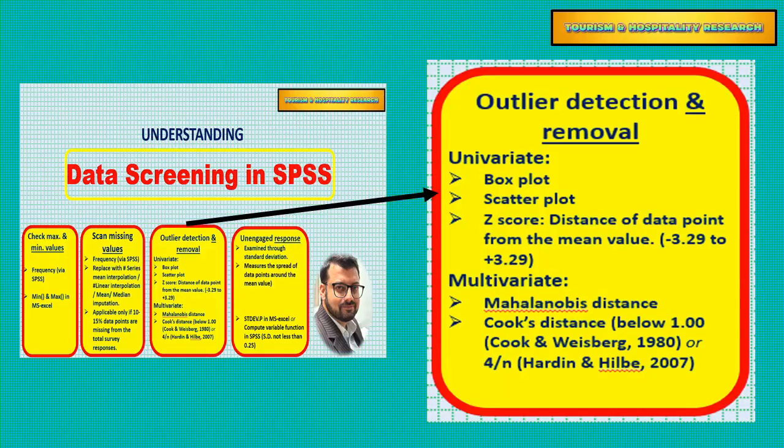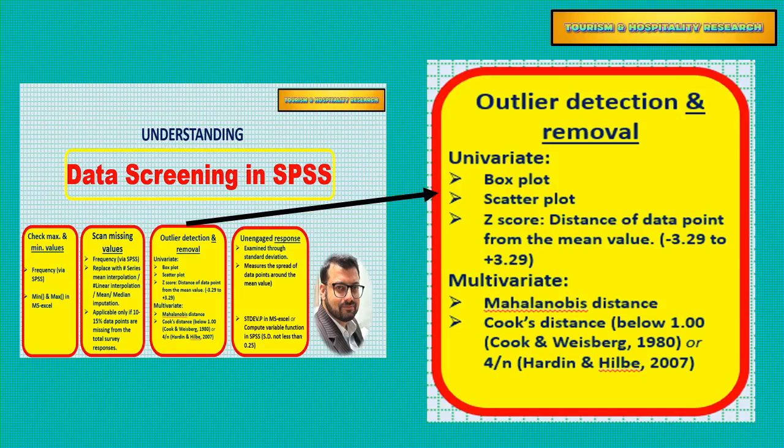In the previous video, I showed you the steps of data screening, wherein the first step is to check maximum and minimum values, the second is scanning the missing values, and the third is outlier detection and removal. In this video, we will be specifically addressing the topic of univariate outliers through box plot, scatter plot, and z-score.